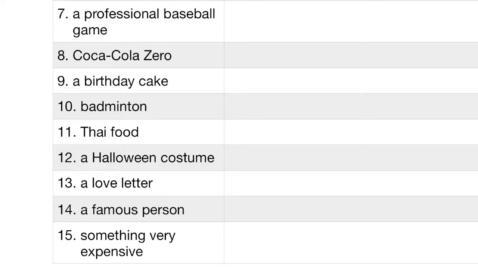Have you ever met a famous badminton player? Have you ever written a love letter? Have you ever dressed up in a Halloween costume? Hello. Have you ever taken off your sunglasses? These are not sunglasses. These are my reading glasses, not sunglasses.